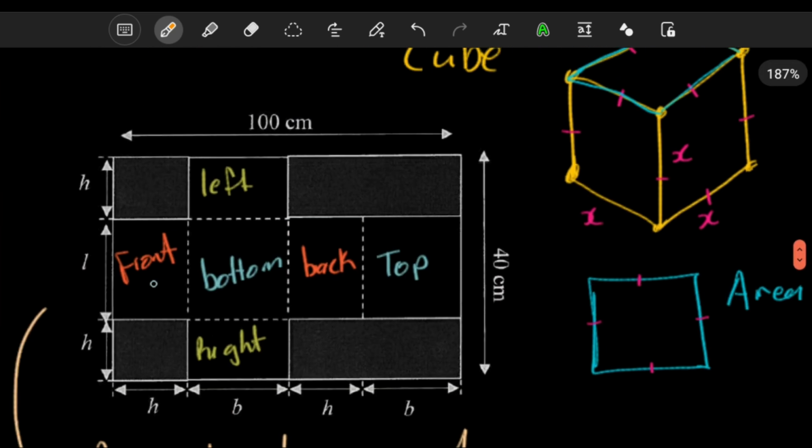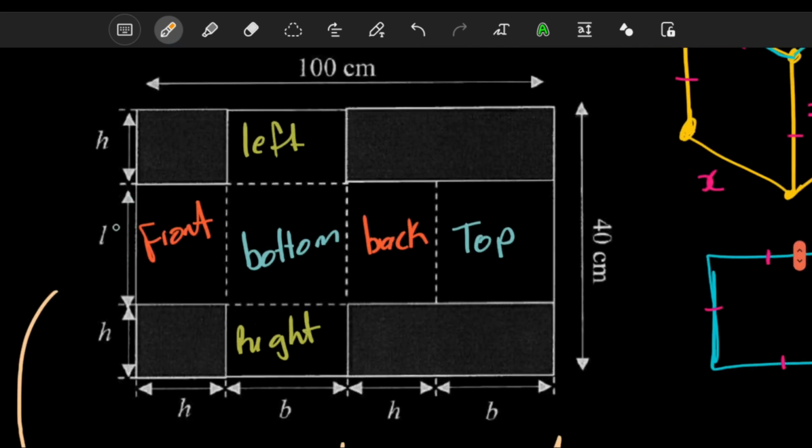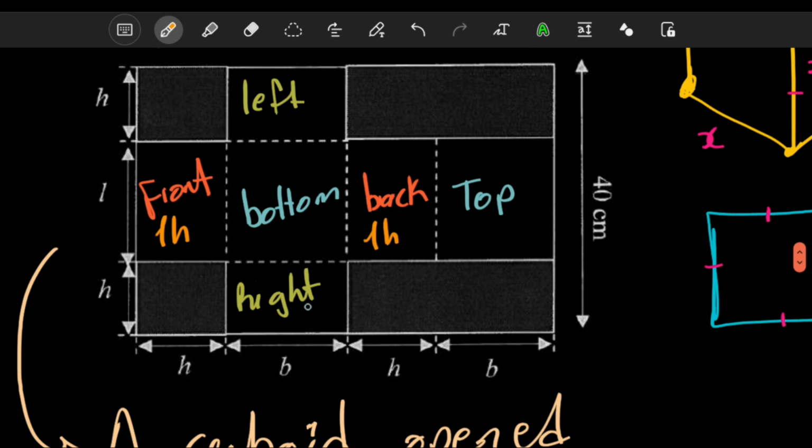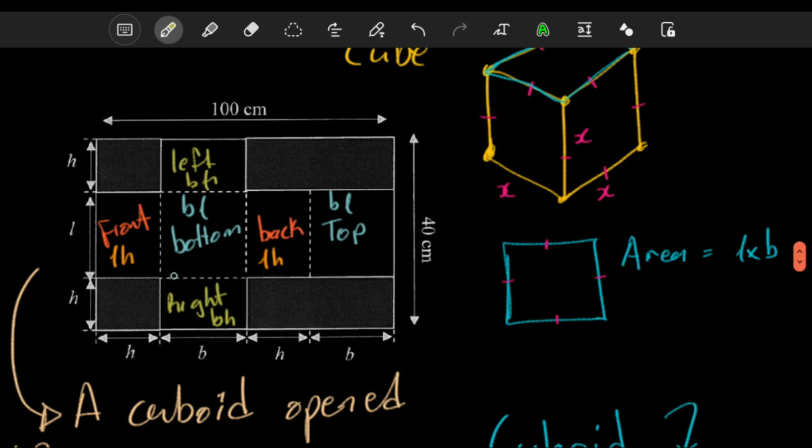Here, front and back is exactly the same thing. Front and back would be length times the height, LH. Here it's also just going to be length times the height, LH. If you look at the bottom, it's just breadth times the length, and the top is also just the breadth times the length. And then the left and the right, your area there is the breadth times the height. So if you had to get the surface area of a cuboid, it's just a matter of adding up the areas of all these shapes here.